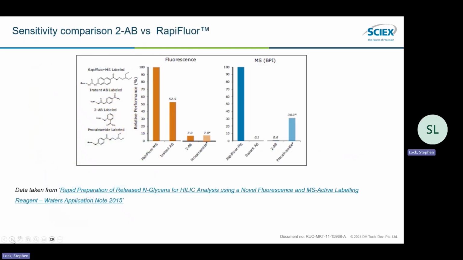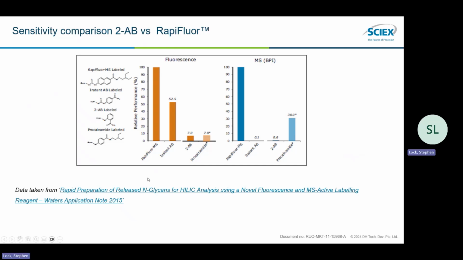But when you look at sensitivity comparisons, you can see them here, and you can see that they've moved from InstantAB to RapidFluor-MS labeling, and actually the relative performance improves. So some of these chemistries do improve analysis in fluorescence detection, but also, as quite clearly shown on this slide, RapidFluor is also MS amenable, and it tends to be better than the InstantAB labeling. So a lot of people have moved to RapidFluor for HILIC type analysis.